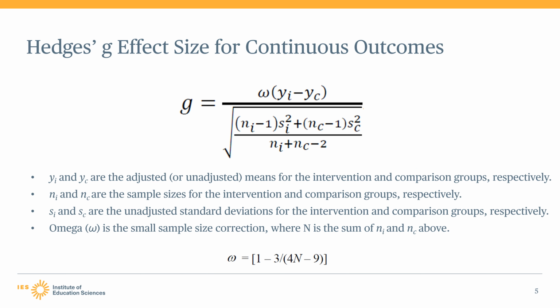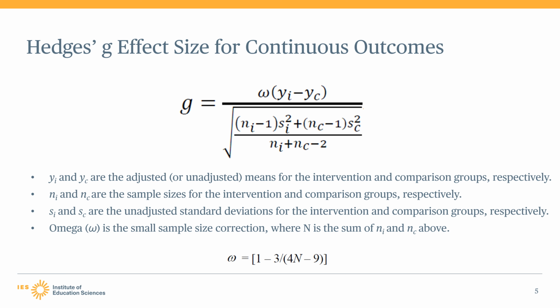Again, for outcomes that are measured on a continuous scale, the WWC calculates and reports the Hedges G effect size. Hedges G is a commonly used standardized mean difference effect size indicator. For a given outcome measure, this effect size is calculated as the difference between the average outcome value for the intervention group members and the average outcome value for the comparison group members. And the net quantity is divided by the pooled standard deviation of the outcome measure. You can think of the pooled standard deviation as the weighted average of each group's standard deviation.